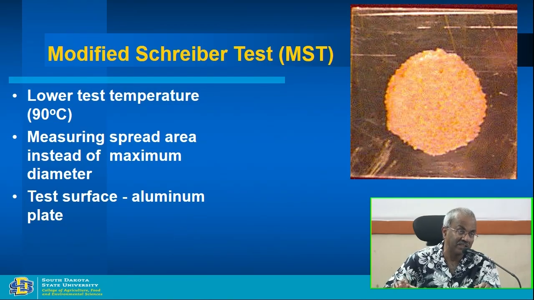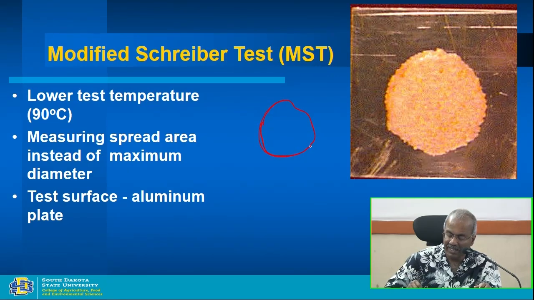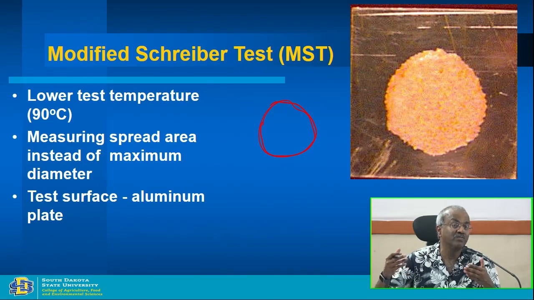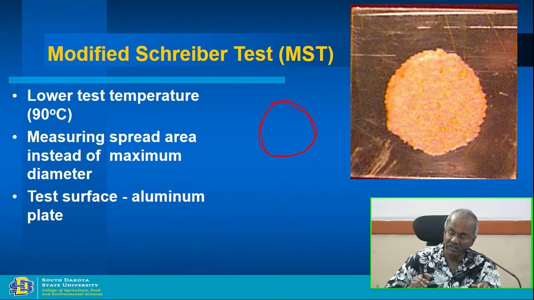And we used image analysis. Previously they were measuring circles, but some of the cheeses will not be this uniform. So it could be like that. They were trying to measure the diameter of the circle. We thought that doing the area measurement would be much more meaningful, and that's what we found out. We published a paper on this. It is a very simple method. You take a 5 gram disc of cheese, put it on the aluminum plate in a 90 degrees C oven for 5 minutes, heat it, take it out and measure the area.